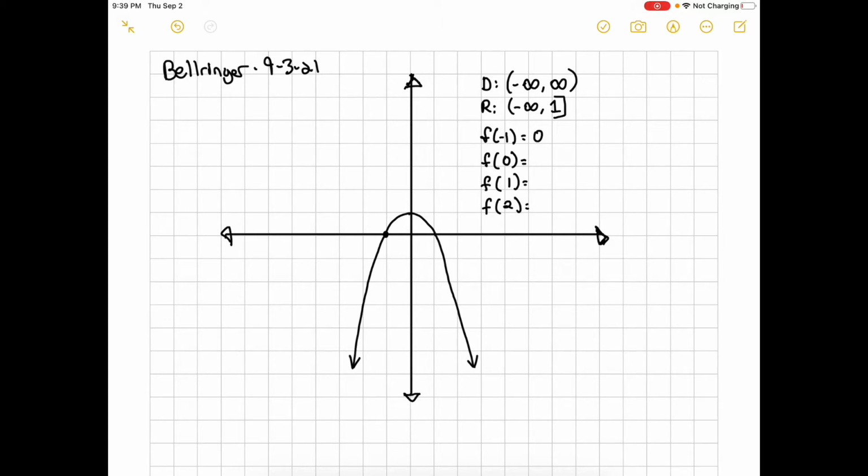If my x value is 0, where am I at on the function? What is my output? That would be 1. If my input is 1, my output would be 0. And if my input is 2, my output would be here, -3. All right, so make sure you get this bell ringer copied in your notebook and dated September 3rd.